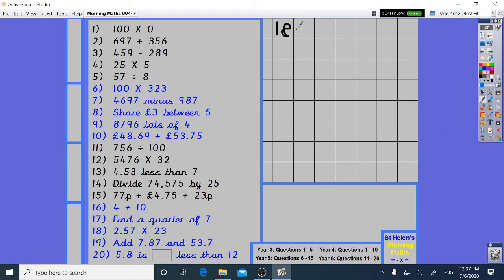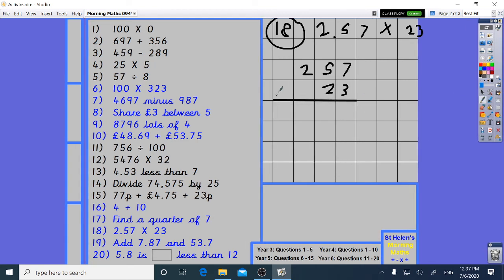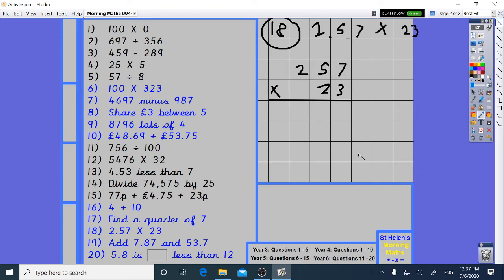Number 18. 2.57 times 23. If it was me in a test or anything like that, I would write this out. 2.57 times 23. And it would look a lot better than this. This looks horrible. There's not a lot I can do. That's a mouse for you. So 2.57 times 23. Now, we rewrite it without the decimal point. In effect, I've multiplied this number here by 100. So I've got to remember that at the end of this, I'm going to divide it by 100. You don't really need to do that, as long as you remember the rule about how many digits you've got to multiply by. How many digits are in the decimal, I mean.